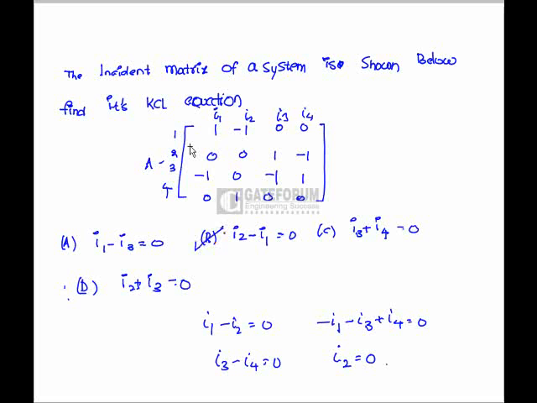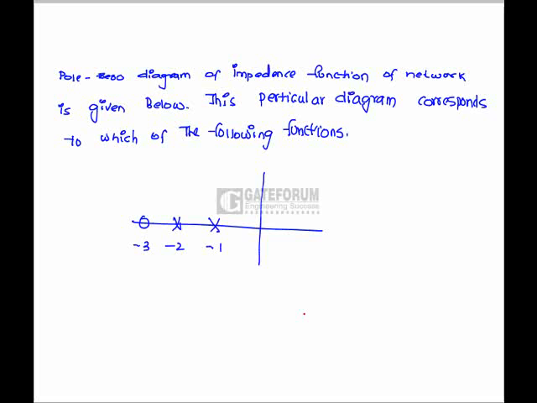Option B, hence option B is correct. The pole-zero diagram of the impedance function of a network is given below.